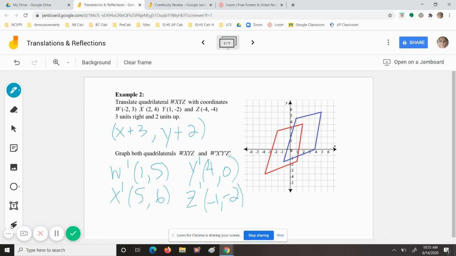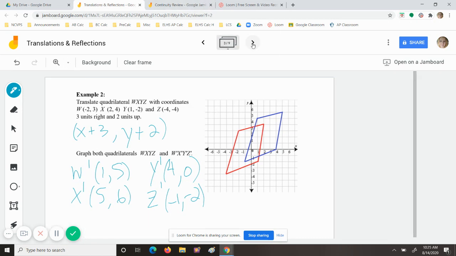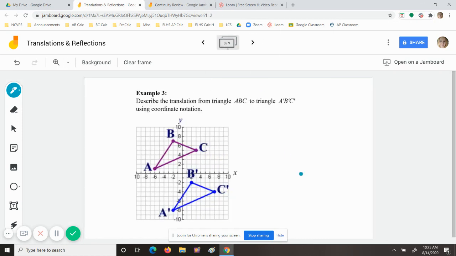Okay, again, the translations preserve the size. The size is the same. It's just shifted left, right, or up or down. All right, here's one that's a little bit different. Describe the translation from triangle ABC to triangle A prime, B prime, C prime using coordinate notation.